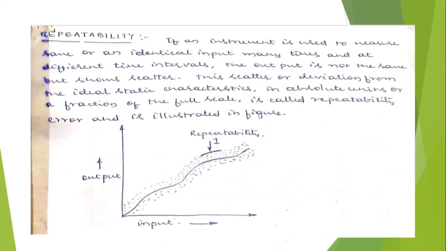Next, come to the point: repeatability. Repeatability error: usually we are all human beings, we make mistakes. While conducting the experiment, while using the measurement, we make mistakes, or some environmental conditions like weather and humidity influence and cause mistakes. So that error in the result is called repeatability error.